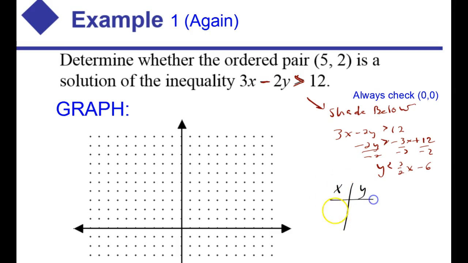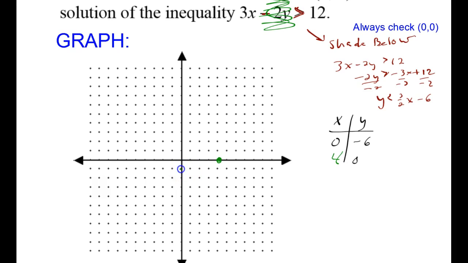So I would make a t-chart, throw some zeros in. If you let x be 0 and divide through by -2, I'll get a -6. If we let the y value be 0, that'll wipe out this term. Divide through by 3, and I get a 4. I'm going to plot those points. 4, 0 is here. 0, -6 is down here. I look to see if it's solid or dotted, and it looks like it's going to be a dotted line again.